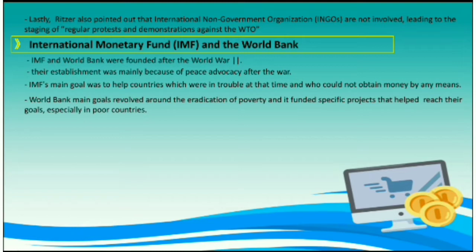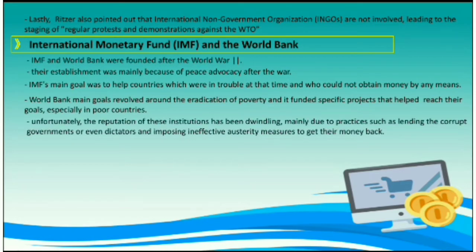So, the World Bank's goal is also the same as the IMF's goal, but it is all about the eradication of poverty, in which this institution helps those poor countries to develop or to reach their dreams. Unfortunately, the reputation of these institutions has been dwindling, mainly due to practices such as lending to corrupt governments or even dictators and imposing ineffective austerity measures to get their money back.